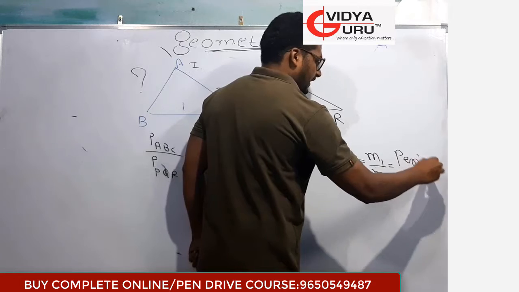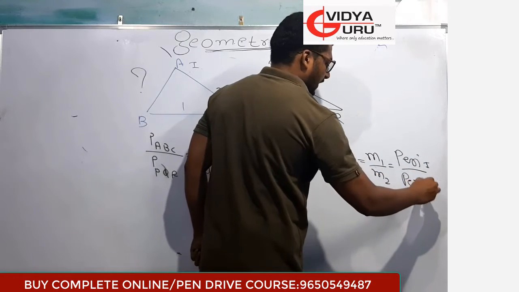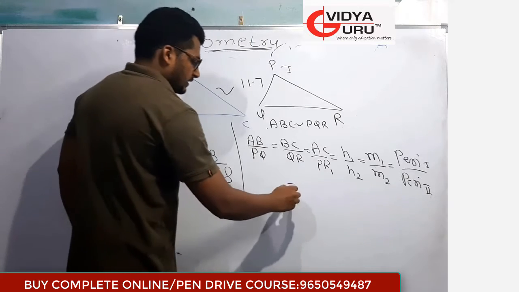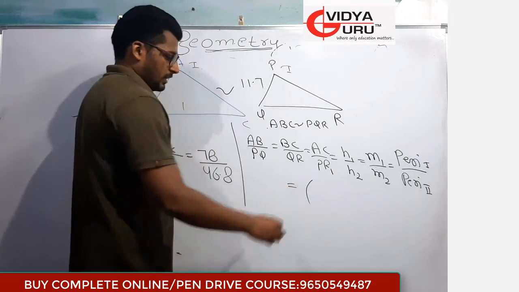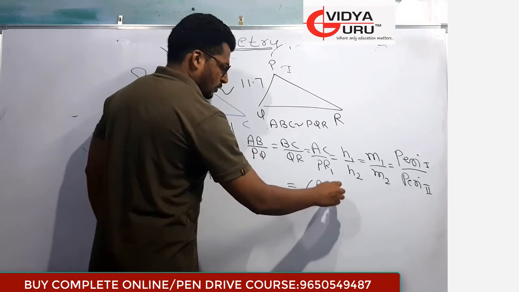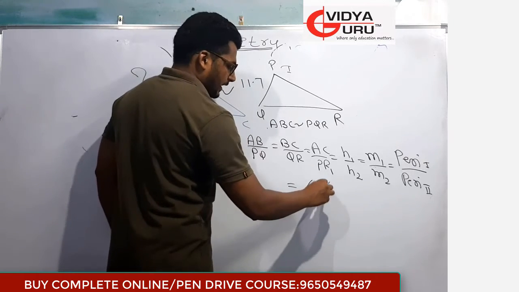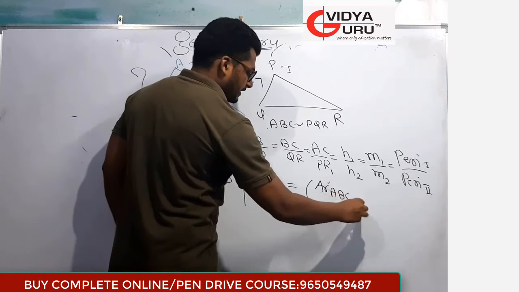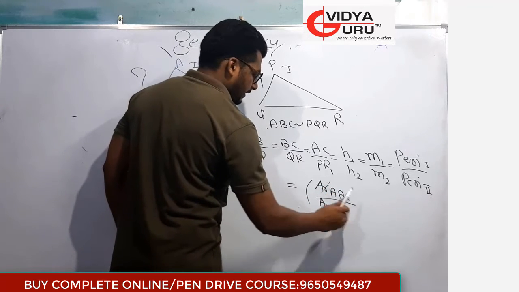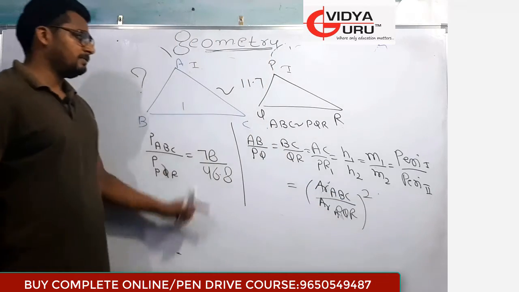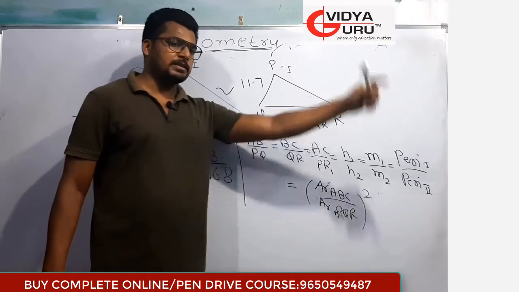Their perimeter will also be in proportion, and this will be equal to the ratio of area of triangle ABC upon area of triangle PQR, whole square. If two triangles are similar, all these things follow.